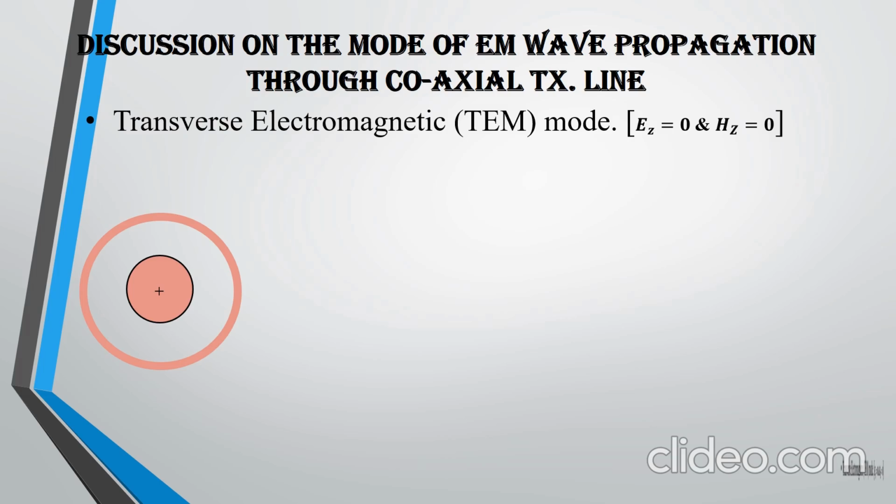Now we can charge this center conductor by a positive charge, or this center conductor can be connected with the positive terminal of the generator voltage, right? And we can connect the ground terminal or negative terminal of the generator voltage source with the outer conductor as shown in this figure.